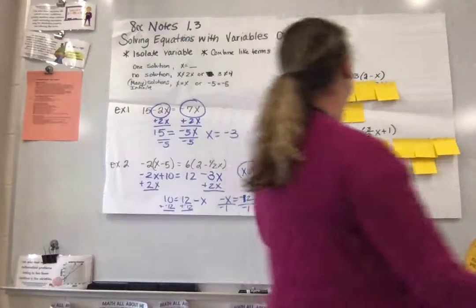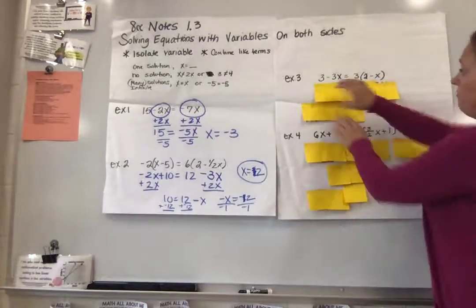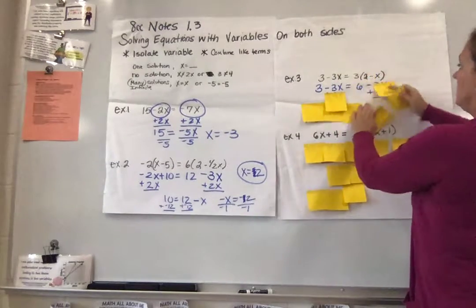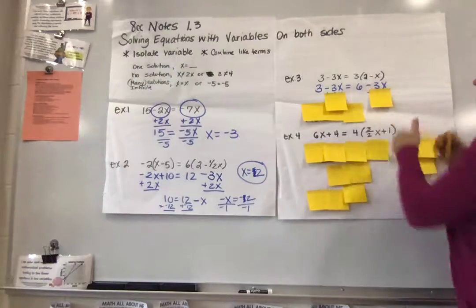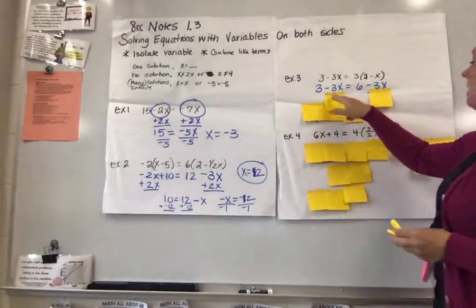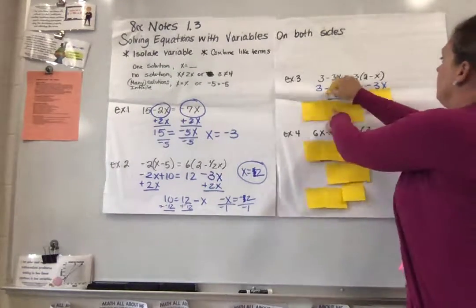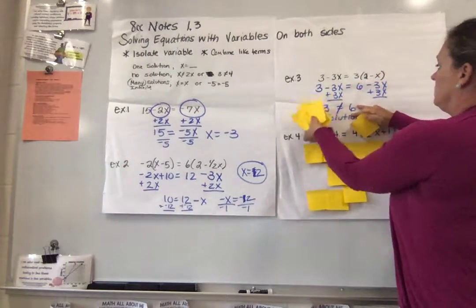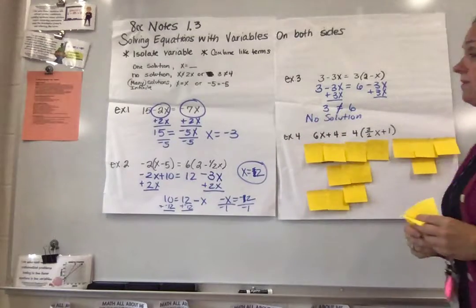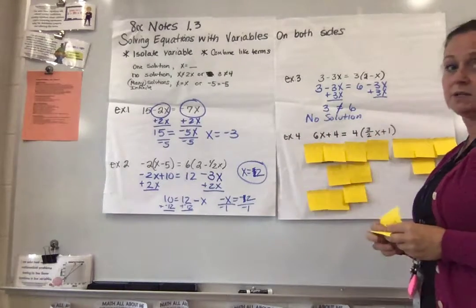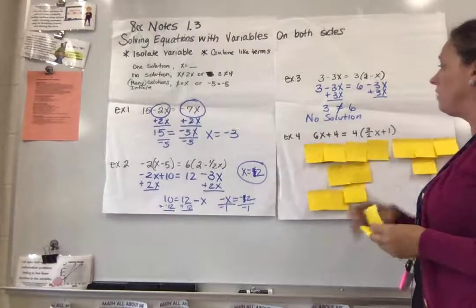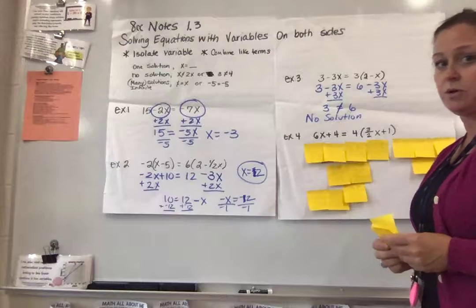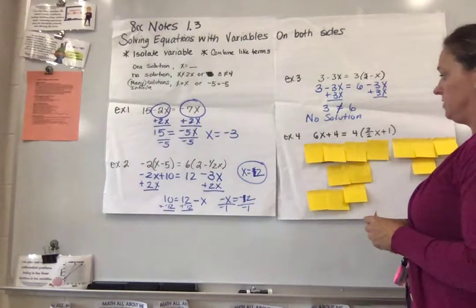In examples 3 and 4, they also start with the distributive property. So we have 3 minus 3x is equal to 6 minus 3x. Now I'm going to go ahead and combine my x's by adding 3x to both sides. What remains is 3 on one side and 6 on the other side. 3 does not equal 6. That is not a true statement, and therefore the answer is no solution. Not one value for x will be able to be put in for it to make a true statement.